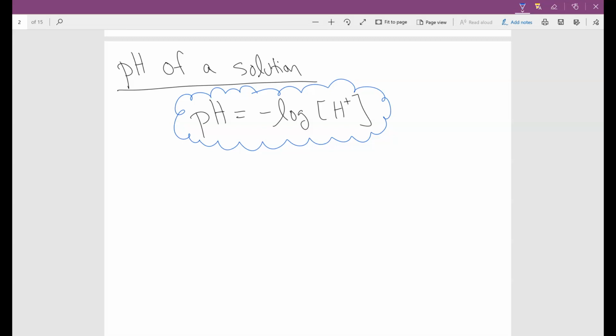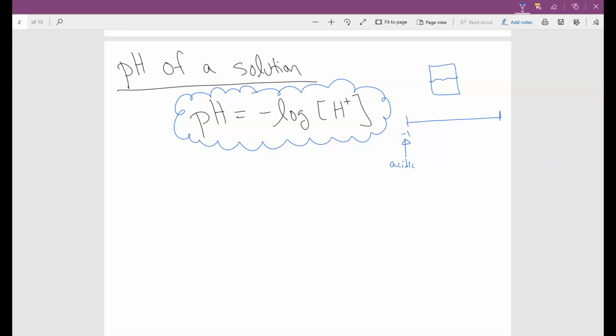If you have some sort of solution right here, this hydrogen ion basically tells you how acidic or how basic the solution is. Usually the lower the hydrogen ion concentration or the lower the pH, the more acidic it is. So here's the pH scale. Let's say this is -1. If you're over here, this is very strongly acidic. So imagine battery acid. Battery acid is very acidic.